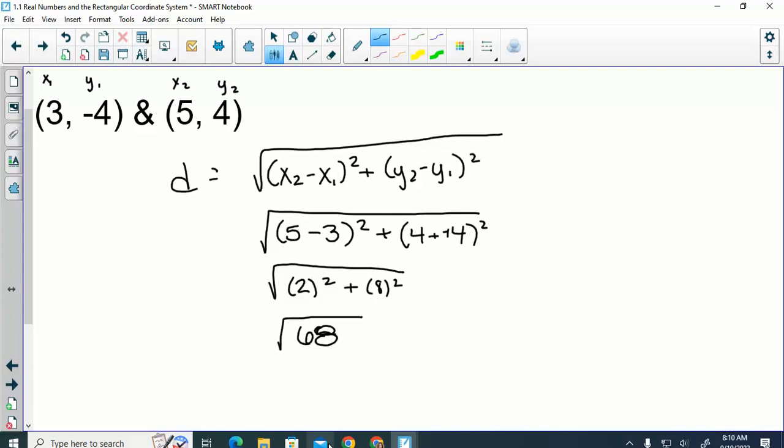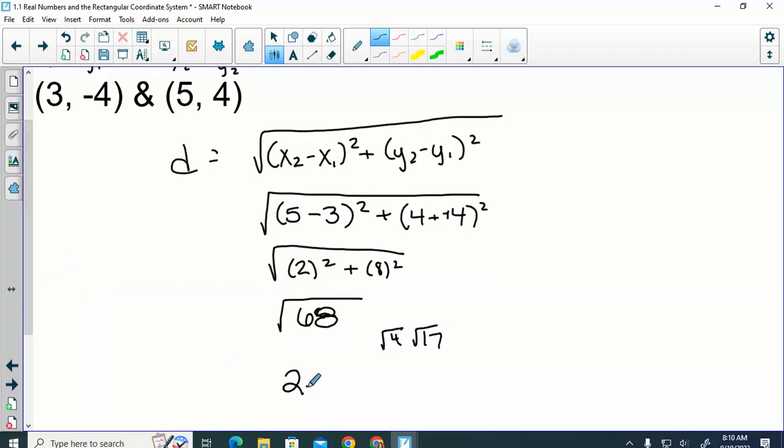So is there a perfect square that goes into 68? Four and 17. So the square root of 4 is 2. So 2 radical 17. Is that okay?